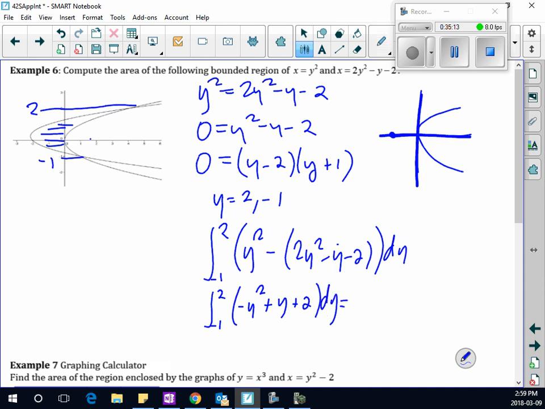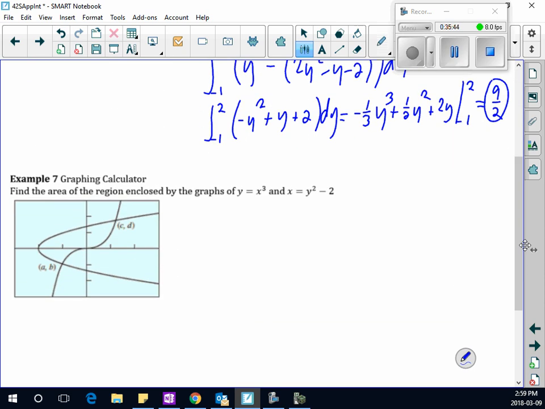So now we're going to integrate, add 1, so I get negative 1 third y to the power 3. And then add 1, I get 1 half y to the power 2 plus 2y from negative 1 to 2. And for time's sake, I'm just going to give you the answer. It's 9 over 2. Okay? You could figure it out later if you want, but the answer is 9 over 2.